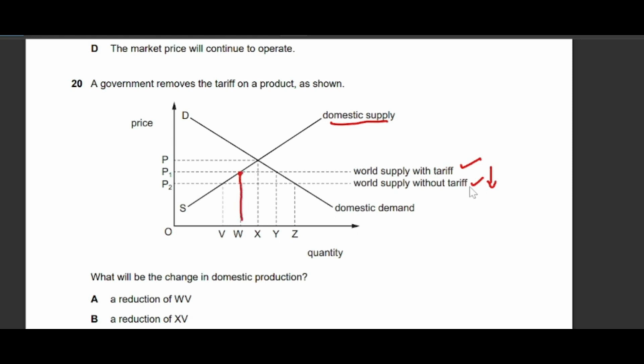When supply was this one, this is the initial supply, world supply. So price was P1 and domestic suppliers were supplying this much quantity at price P1. And when tariff is removed, world supply curve will move downward and now price is P2, and against P2 price domestic suppliers are, this is domestic supply, so domestic suppliers are willing to supply V quantity.